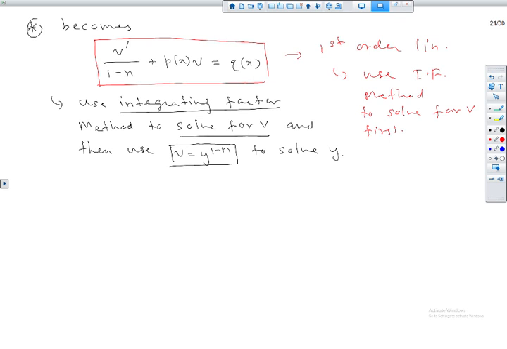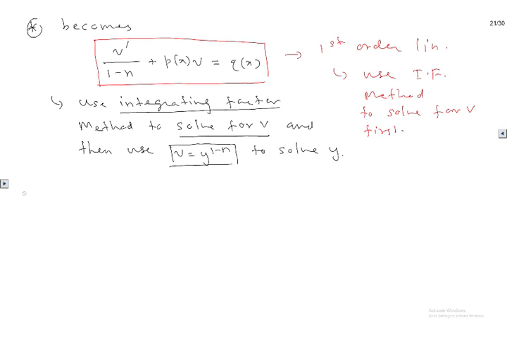So what we can do is solve this equation using the integrating factor method. So we're going to solve this first. We use the integrating factor method to solve for v first, and then we use the substitution v equal y to the 1 minus n to solve for y. So let's look at about 2-3 examples. Let's start with something easy first. So this is the first example.